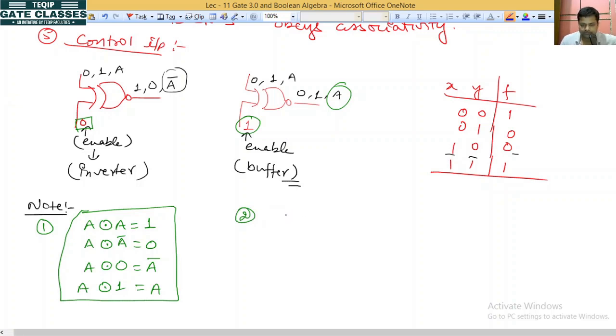The second important point is, if we have, suppose I have A XNOR B, then it will be equal to A XOR B complement. It is XOR operation. Okay na?